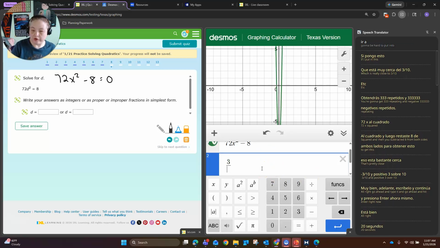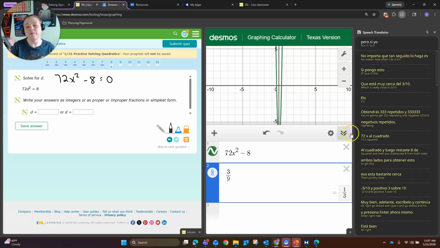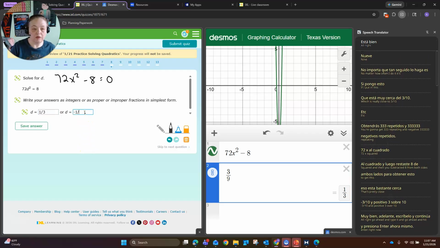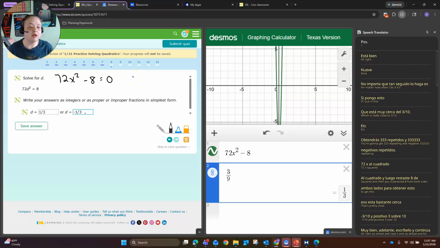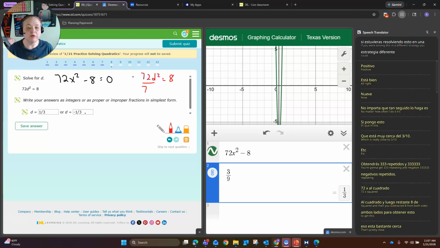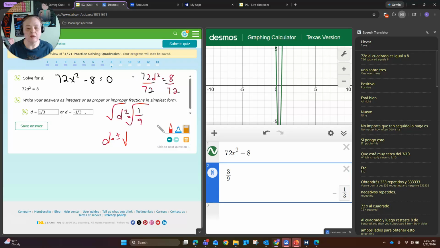But if I put 3 over 9 into decimal, I can get a fraction. All right. So this is actually positive 1 over 3 and negative 1 over 3. If you were solving this with a different strategy, you could do 72d squared equals 8. Divide both sides by 72, and you get d squared is equal to 1 over 9. Take the square root of both sides, and d is positive or negative 1 over 3.